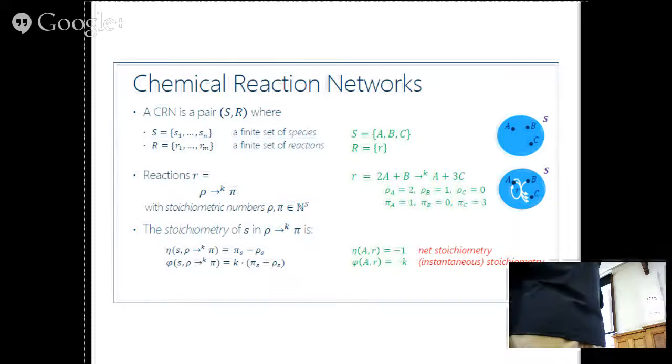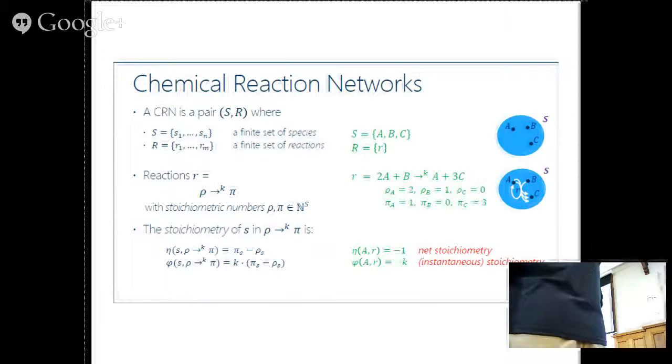But an important concept is the notion of the stoichiometry of a reaction. First of all, these numbers are called stoichiometric coefficients, and a reaction you typically write as (rho, k, pi), where rho maps each species to a stoichiometric number. So in this case, rho(A) is 2, that's the number of A in that reaction, rho(B) is 1, and rho(C) is 0 because there's no C on the left-hand side. And pi is the right-hand side, so pi(A) is 1, because there's 1 there. Pi(B) is 0, there's no B, and pi(C) is 3. So those are the stoichiometric numbers included by these rho and pi maps. And then the stoichiometry of a species in a reaction is the net usage of that species.